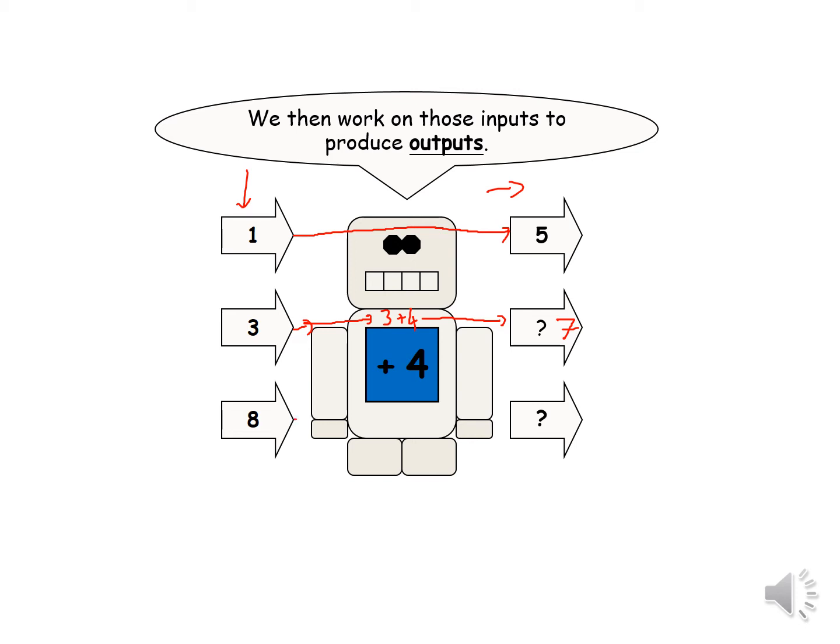Okay, let's do one more. So we've got 8 goes in. So we're going to do 8 plus 4. So what's going to come out of the function machine? We do 8 plus 4, which is 12. So we've seen the basics of how the function machine works. Basically, we put a number in, we do our function machine process on it, and then out comes our answer.